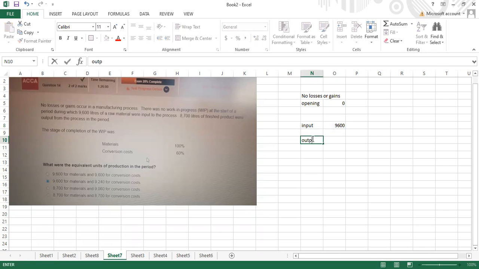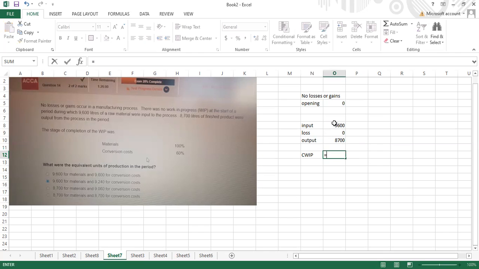And output units are, let me write here, loss. Zero is your loss, and output is 8,700. As it says, 8,700 liters of finished product were output from the process in the period. So when you see that you input this much material and got this much, and there is no loss, the difference is actually your closing work in progress.